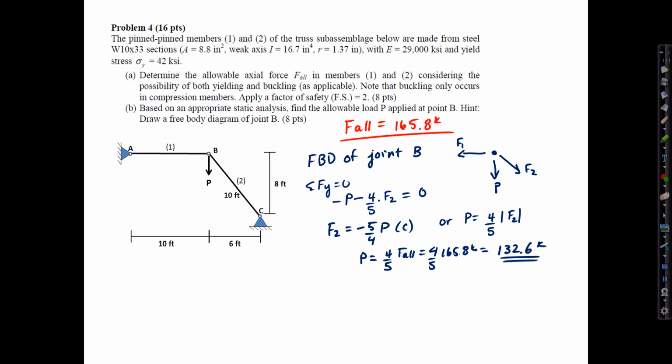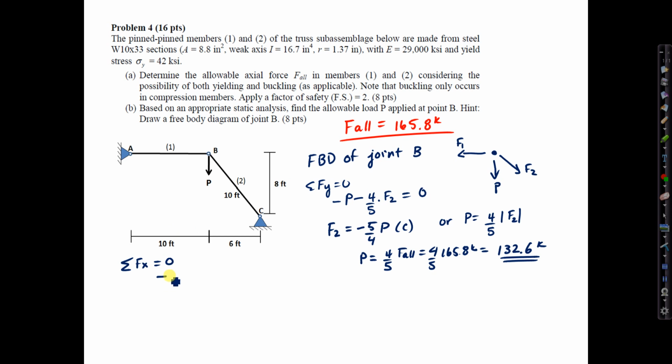However, I have to consider whether the member F2 is going to control or the member F1 is going to control. It might be possible for you to look at this and observe by inspection that the force in member 2 is larger than the force in member 1. But in order to be sure, we really want you to check both carefully on the exam. So next I will check the sum of the forces in X to find the relationship between P and F1.